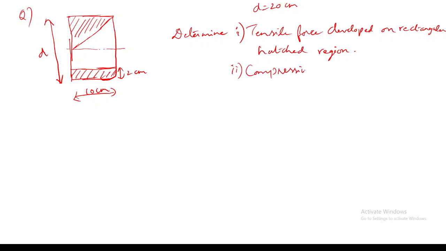Compressive force developed on the triangular hatched region, and you have d equal to 20 centimeters and bending moment equal to 20 kilonewton meter. This is a sagging bending moment, which means you have compressive stresses on the bottom side, and tensile stress on the top side.